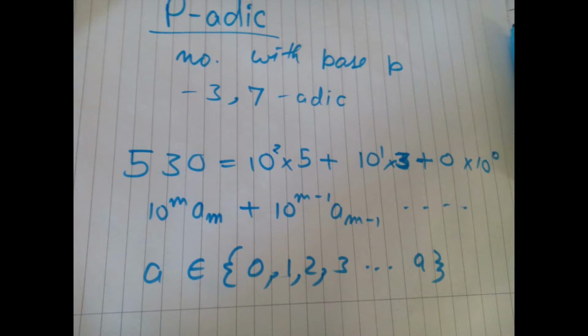More generally, we express a number as 10 raised to the power n times a of n plus 10 raised to the power n minus 1 times a of n minus 1, and so on and so forth, where a belongs to the set of integers ranging from 0 to just 1 less than our base, in this case 10. So a belongs to 0 to 9.